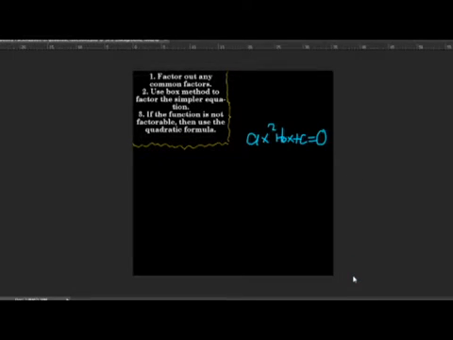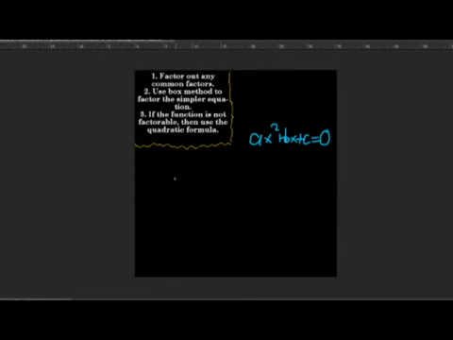Alright, so let's start with the generic form of a quadratic function. We have ax squared plus bx plus c equals 0. Normally, when we're solving quadratic equations, we're going to want it to equal 0. Alright, so let's start out with an example.